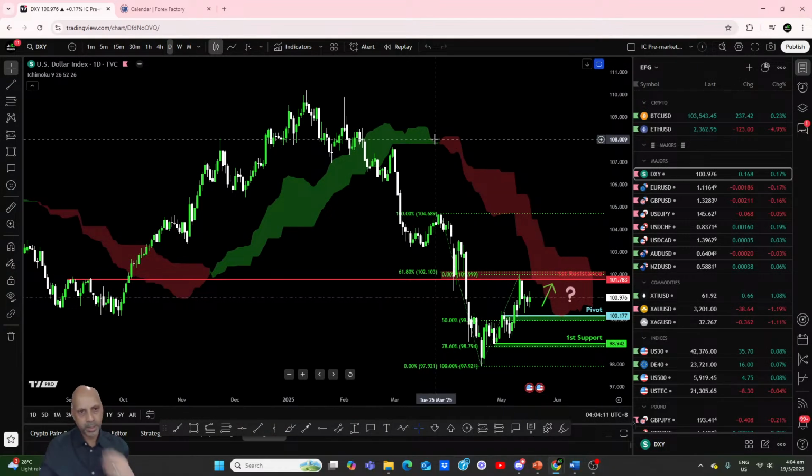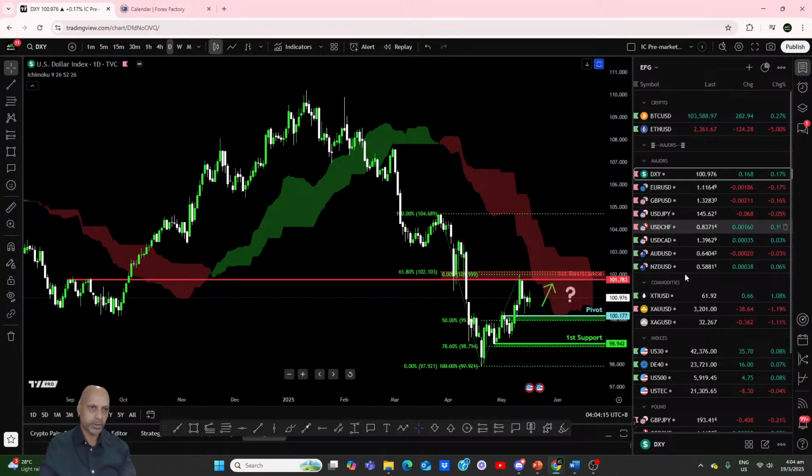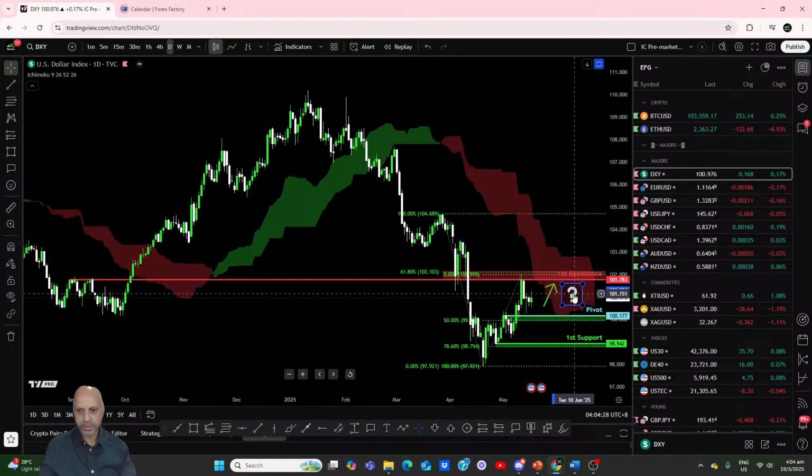We'll begin today's analysis with the dollar index, touch on a few of the major currency pairs before moving over onto the commodities such as oil and gold, and we'll touch on the indices as well. Then we'll wrap things up by looking at crypto, looking at Bitcoin and Ethereum. But let's start off first with the dollar index, and I'm on a daily time frame.